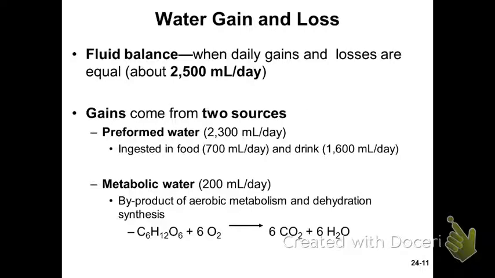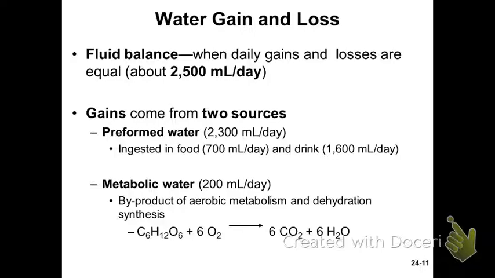Now, where is this water going to come from? Well, two sources for gains: the preformed water and the metabolic water. Preformed water is just as it says. It's water coming into your body already as water. Now, most of this is going to come from the drinks that you have. Your water, your pop, whatever it is that you're drinking, about 1,600 mils a day. And the rest will come from your food. Your fruits, your vegetables have water in them as well. So that's 2,300 of the 2,500 mils.